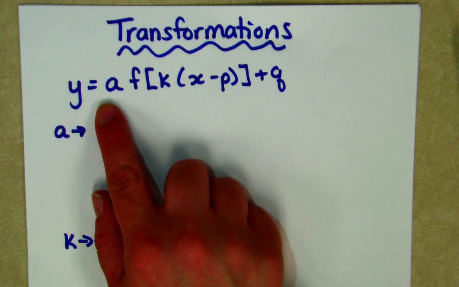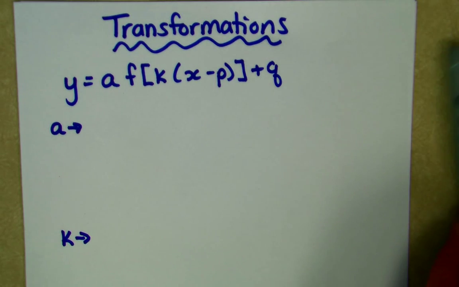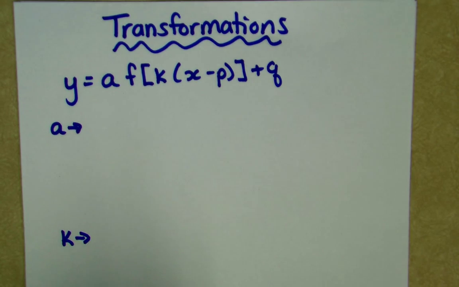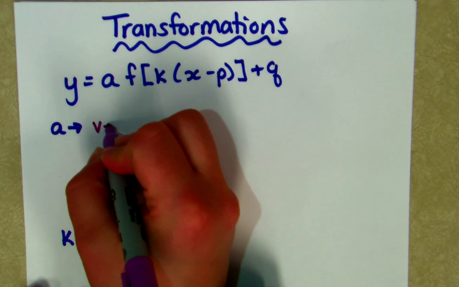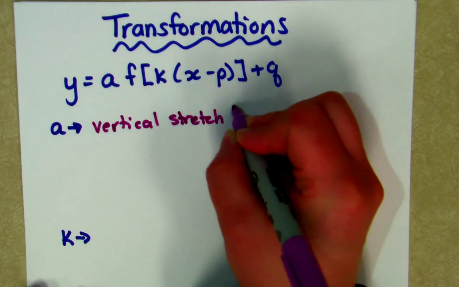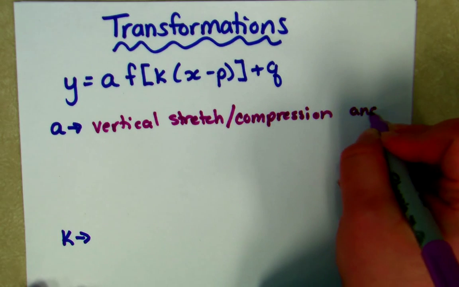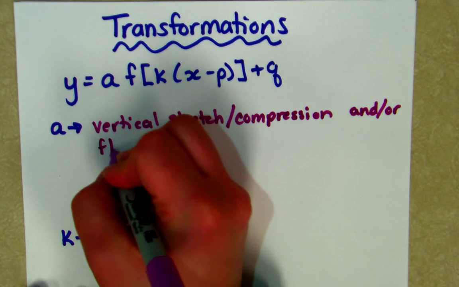So A was the number in front. That was actually part C, or the third part of the activity. And hopefully you noticed that it pulled or stretched out. So this is called a vertical stretch or compression, and or a vertical flip.